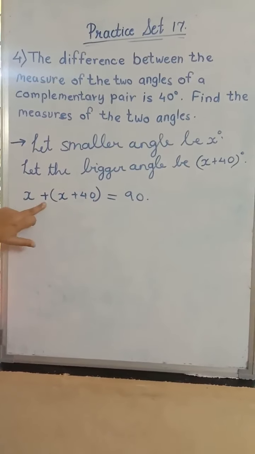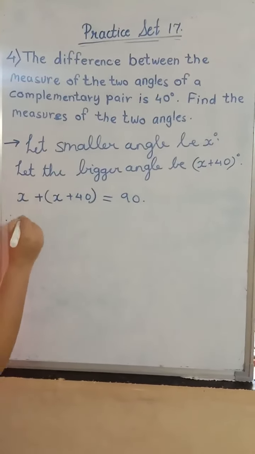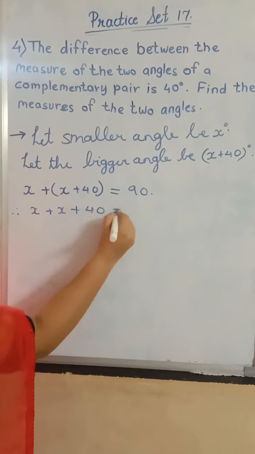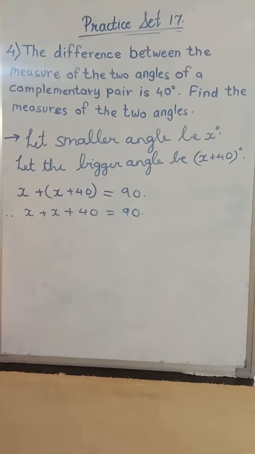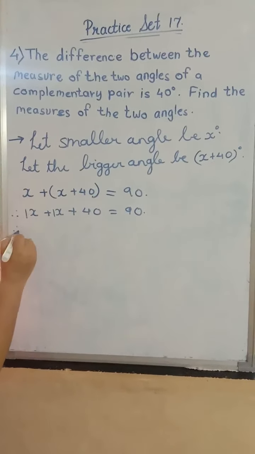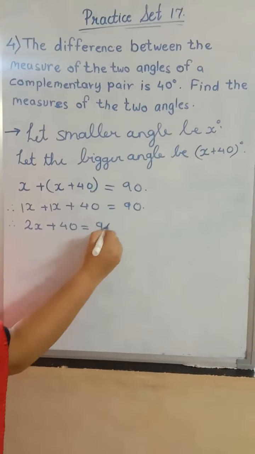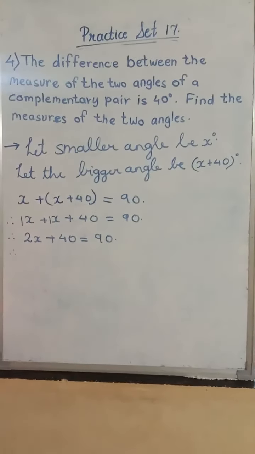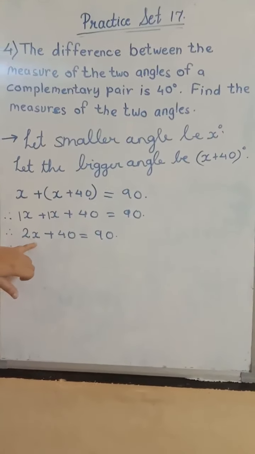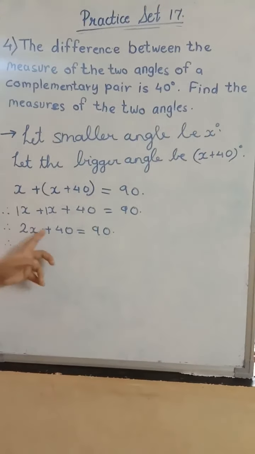Now, as here there is a plus, there will be no change. You have to write this as it is. Therefore, x plus x plus 40 is equal to 90 degrees. Now, x plus x, I have taught you, is nothing but 1 plus 1, that is 2x. Plus 40 is equal to 90. Now we are going to solve the equation. We have to find the value of x. But with it we have 2. And one more thing we have, that is plus 40.